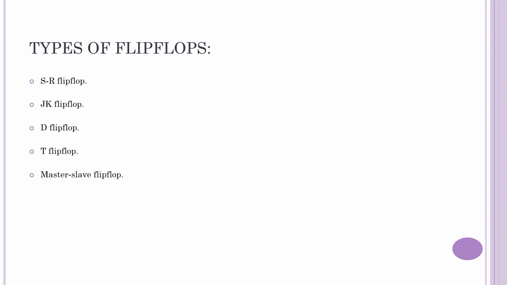Now, JK flip-flop. It's like the upgraded version of SR, and when J and K both are 1, it toggles. Super useful. Then comes the T flip-flop. Toggle mode on. It changes output on every clock pulse. Perfect for counters and frequency dividers. And finally, edge triggered flip-flops. They react only at the clock edge, either positive edge or negative edge. Precision, time matters.